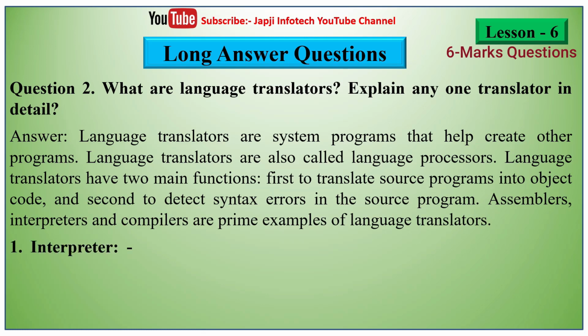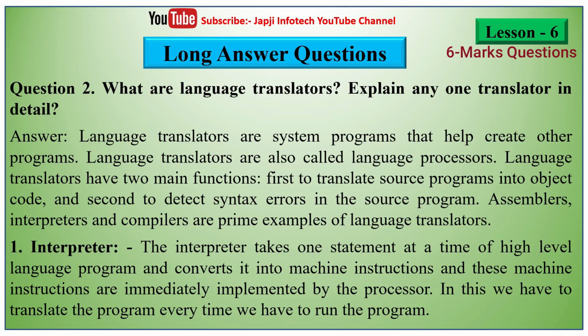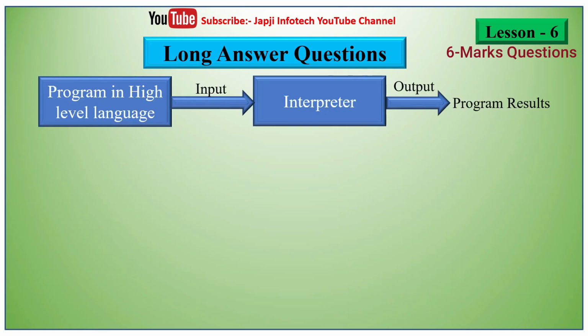So the first one is interpreter. The interpreter takes one statement at a time of high-level language program and converts it into machine instruction, and these machine instructions are immediately implemented by the processor. In this, we have to translate the program every time we have to run the program. So as you see in the figure, when the program is written in high-level language, it is given as an input and the interpreter reads all the high-level language program and converts it into program result.